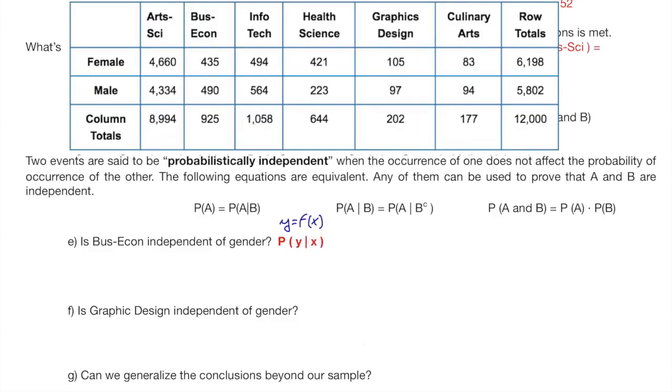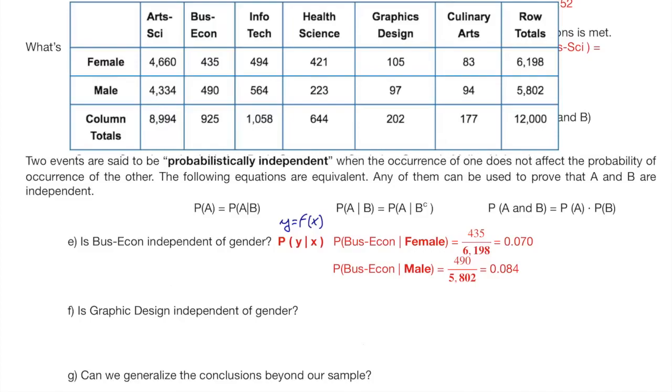In particular, we are going to study the probability of business economy as a function of gender. We must get the probability of business economy given female and the probability of business economy given male. If these two probabilities are the same, the gender does not make any difference and business economy is independent of gender. If they are not the same, one gender is more likely than the other to study business economy, and then this program is associated to gender.